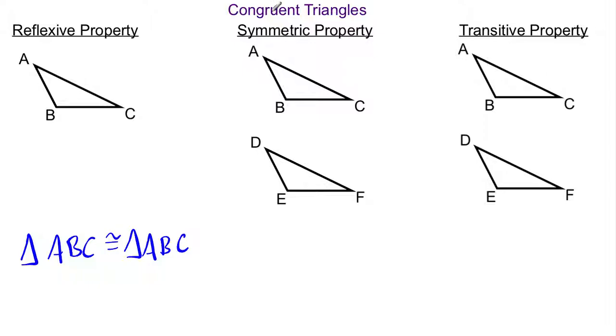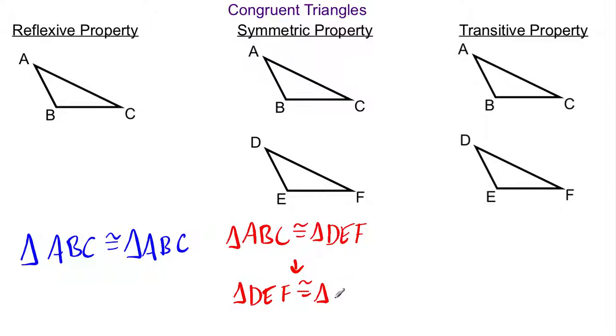The symmetric property is going to be: if triangle ABC is congruent to triangle DEF, then we also know that triangle DEF is congruent to triangle ABC. We just switch them around. They're symmetric about the congruent sign, so they just switch back and forth.